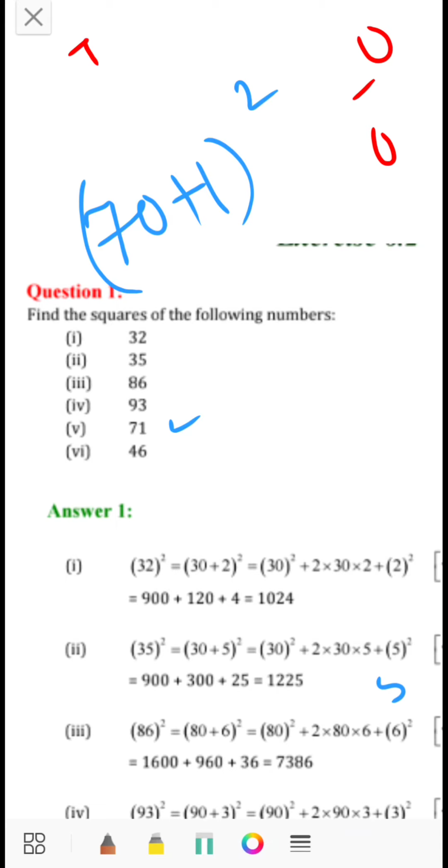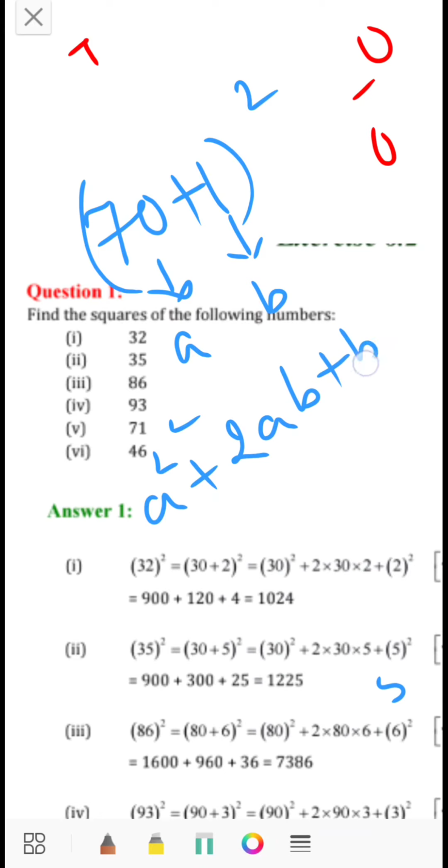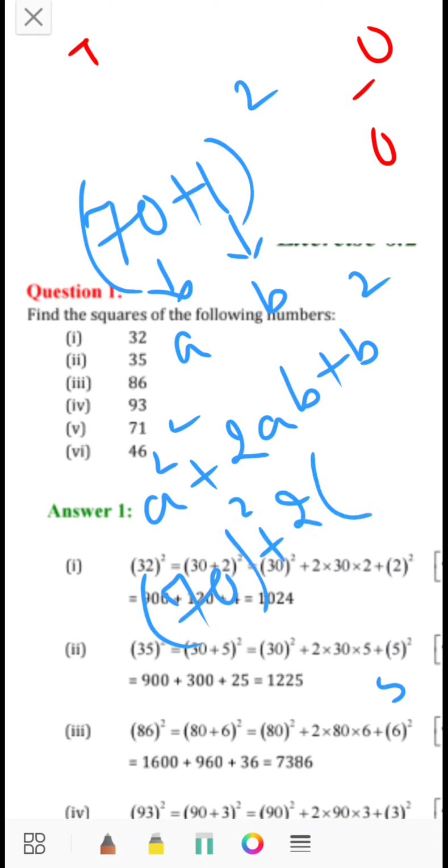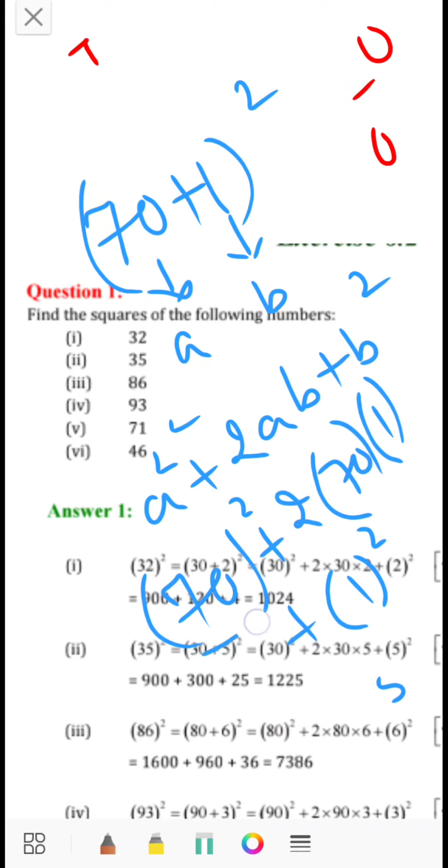Then we will get the value of a and the value of b and put them in this a square plus 2ab plus b square. So here what is the value of a? It is 70. So you will put 70 square plus 2 into 70, b is 1, plus b square, 1 square. Now tell me, dear, what will you do? Yes, very good. Simply you will follow these mathematical operations and solve the question.